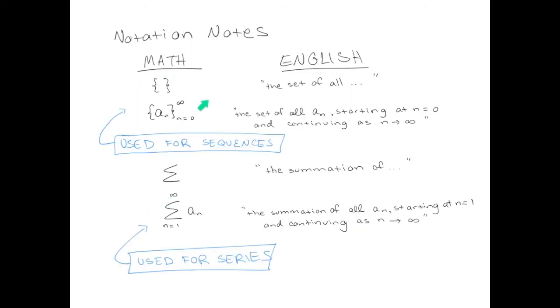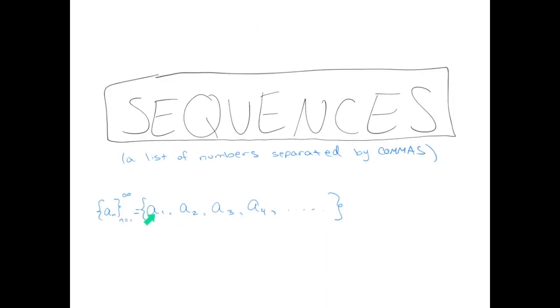The bracket notation is used when you have a collection of numbers that are separated by commas. Those are sequences, a_1, comma, a_2, comma, a_3. Now the summation symbol is used when you have a collection of numbers that are being added up, a_1 plus a_2 plus a_3, etc.